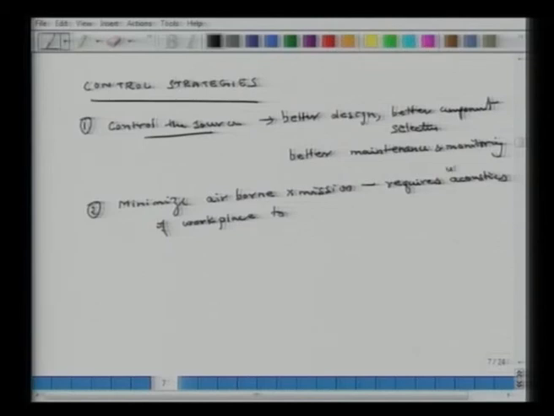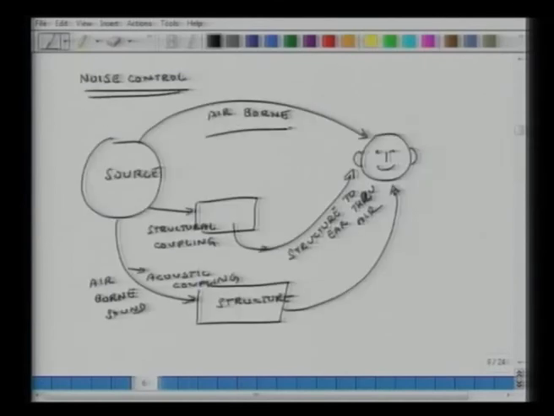Requires understanding of acoustics of the workplace. So whether I have resonance modes in the room, reverb times, and all the discussion which we talked about earlier. What can you do about this one? So this is structural coupling.